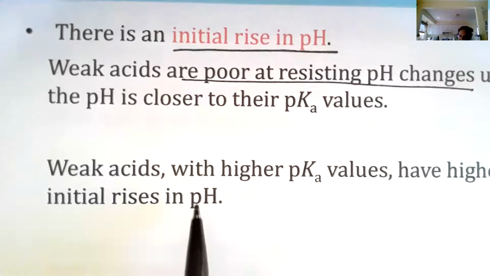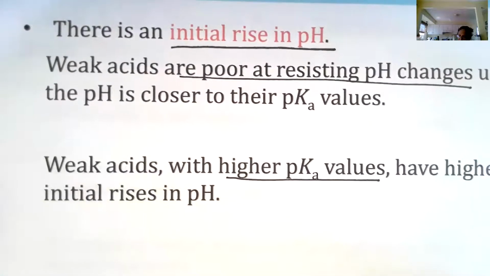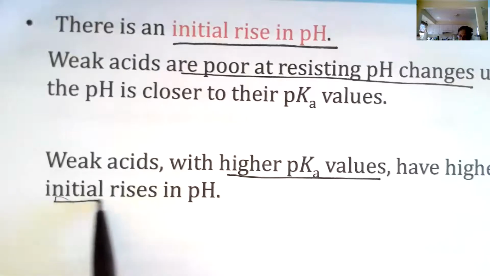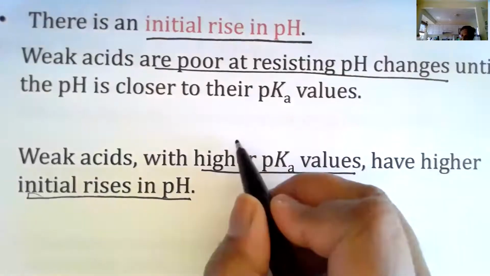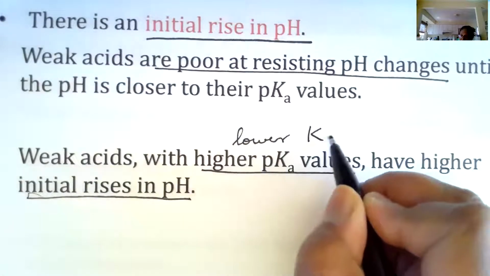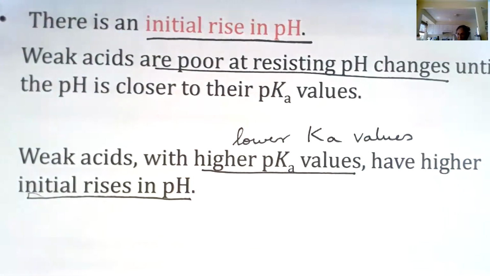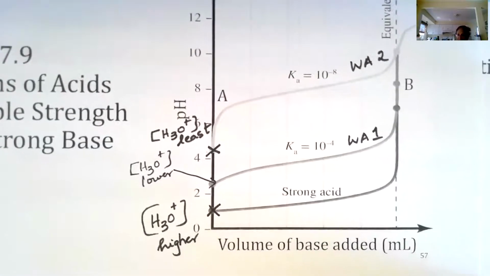And weak acids with higher pKa values, that's what I showed you, have higher initial rises in pH. Higher pKa value is equivalent to lower Ka values. So I'm going to show this diagram again and explain what I just said.